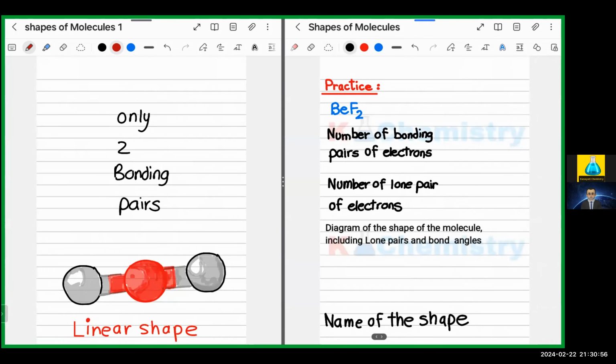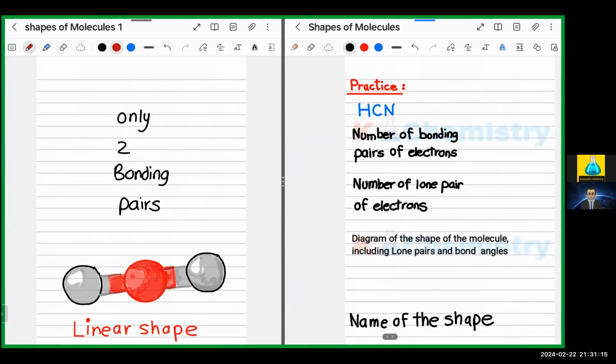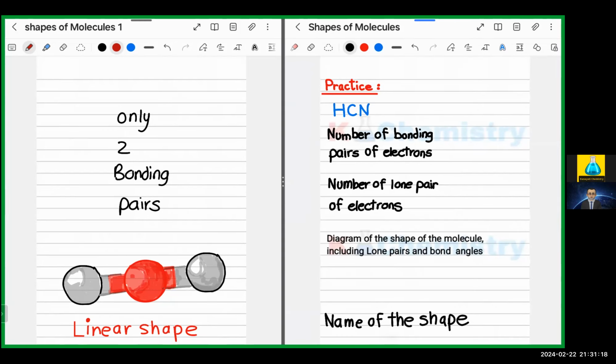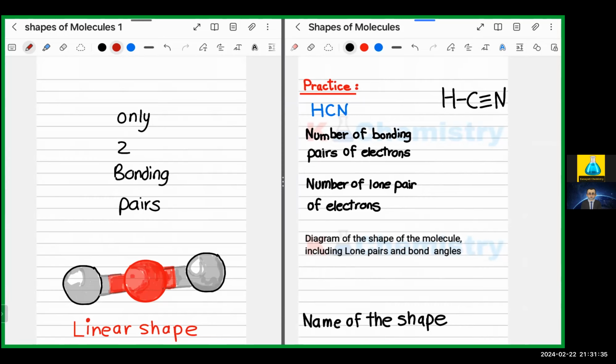So let's practice drawing beryllium fluoride. Try to draw the number of bonding pairs of electrons in each, the number of lone pairs of electrons, then draw the diagram of the shape of the molecule, including lone pairs and bond angles. You can also try to name the shape. You can also do this practice on HCN. Let me give you a hint about HCN. This HCN will be drawn like that. This is the hydrogen, and it's bonded to 1 carbon, and then there is a triple bond with the nitrogen. Try also to find the number of bonding pairs, the number of lone pairs, draw the diagram, and then name the shape.